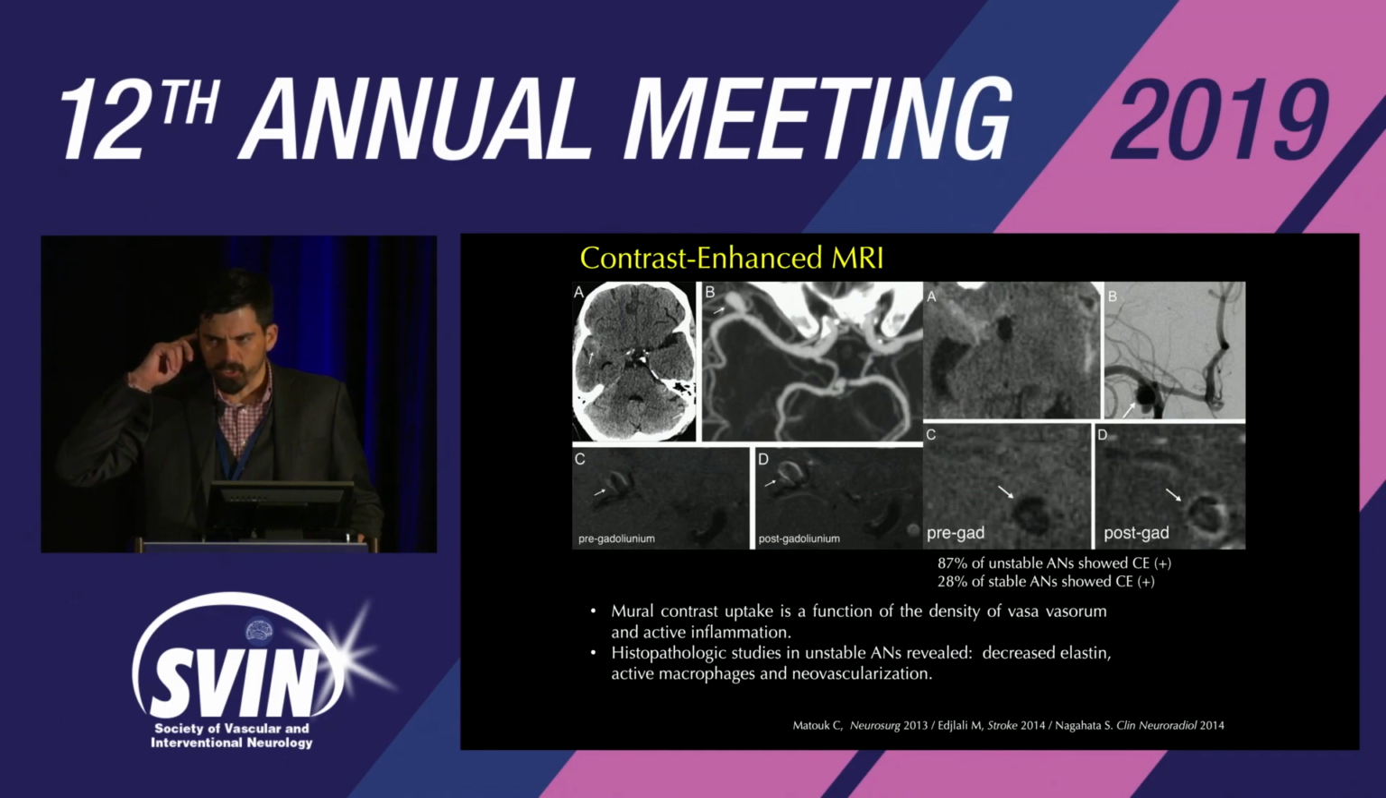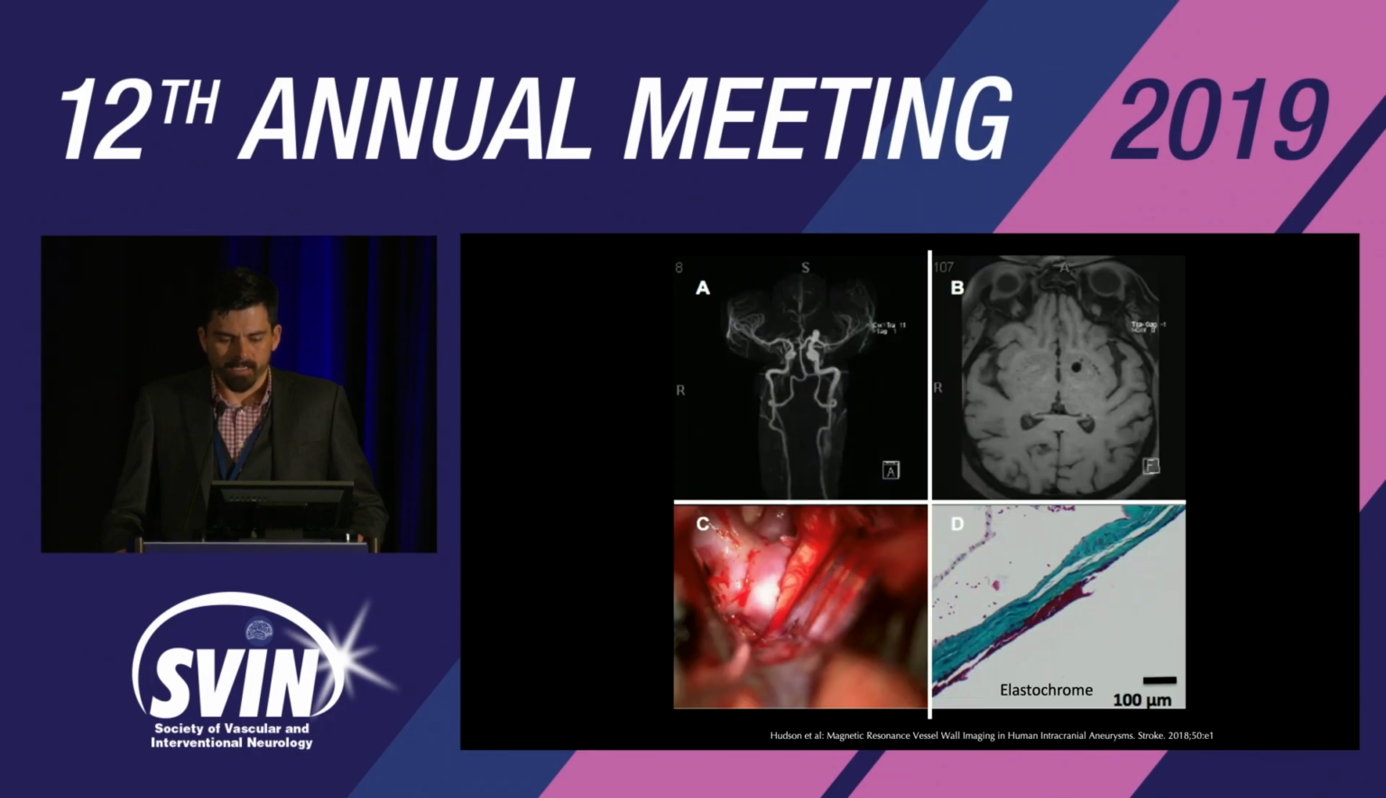Back in 2013, Charles Matouk at Yale started scanning patients with multiple intracranial aneurysms, and he realized that some of these aneurysms enhanced more than the other ones. Some of these aneurysms were taken for clipping, and the aneurysms that enhanced more were the ones that ruptured. There have been several studies after that.